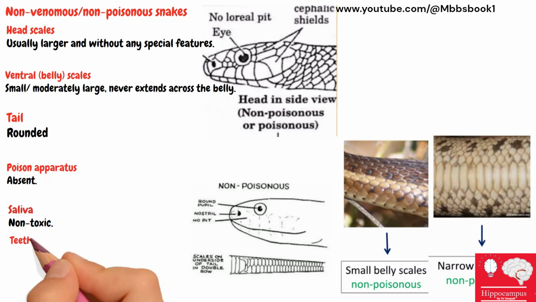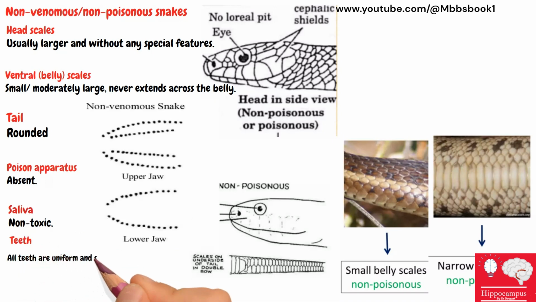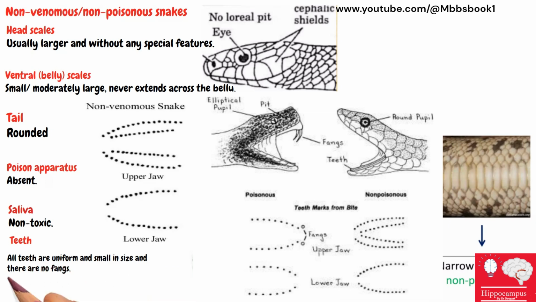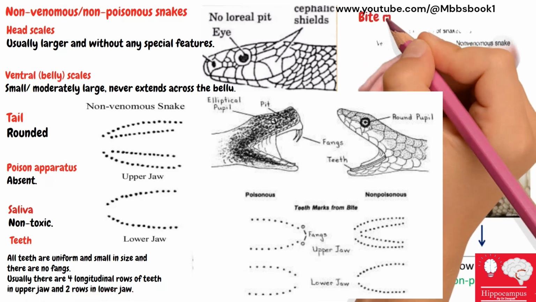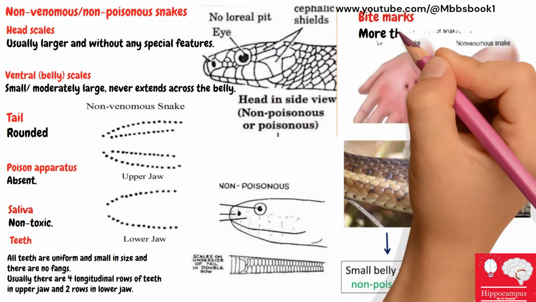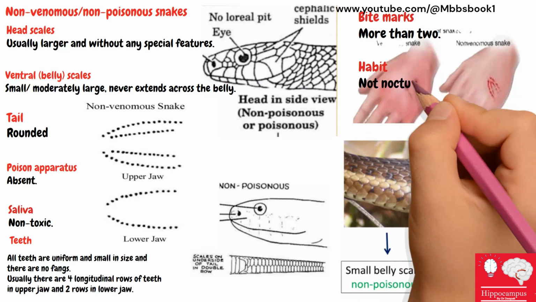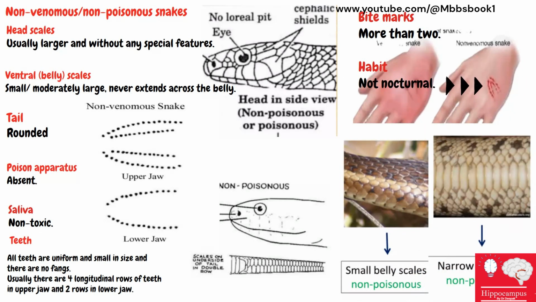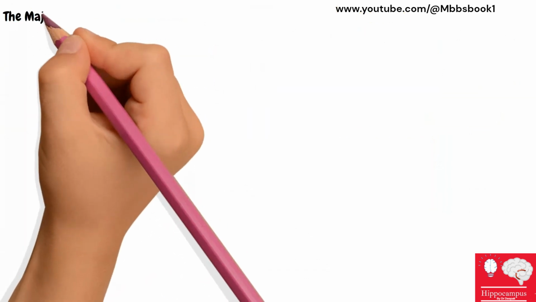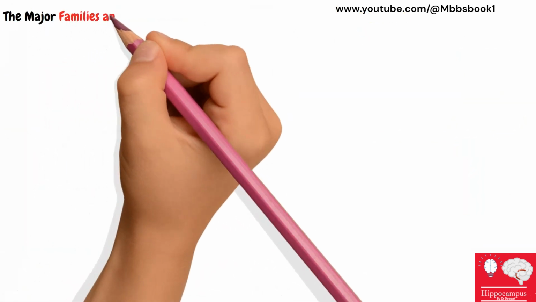Let's come to the teeth. All teeth are uniform and small in size, and there are no fangs. Usually there are 4 longitudinal rows of teeth in the upper jaw and 2 rows in the lower jaw. If we talk about the bite mark of a non-poisonous snake, there will be no fang mark. There are multiple bite marks, and the habit is non-nocturnal. Here we are done with our classification of poisonous and non-poisonous snake. Now we can differentiate between them easily.